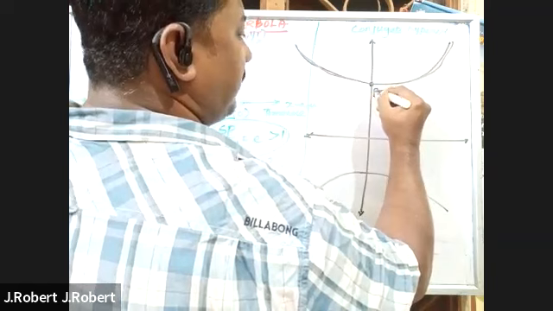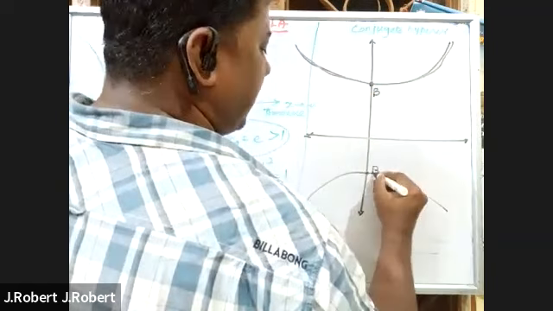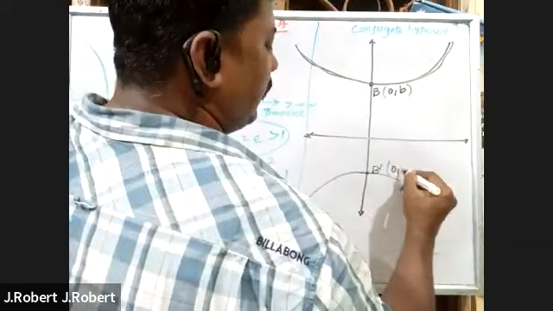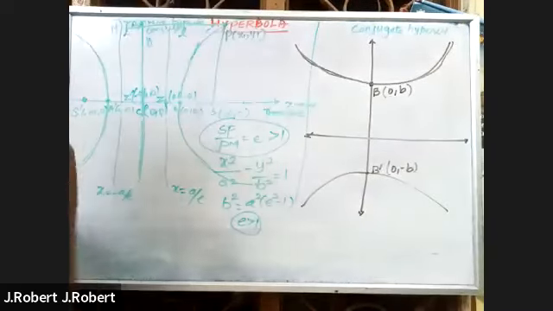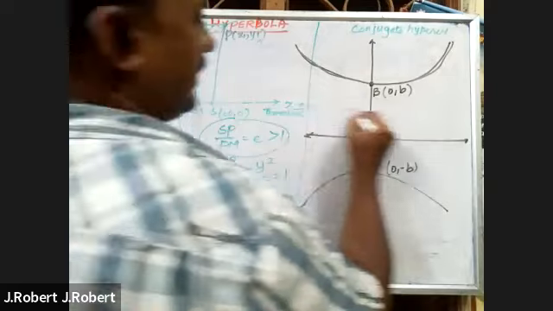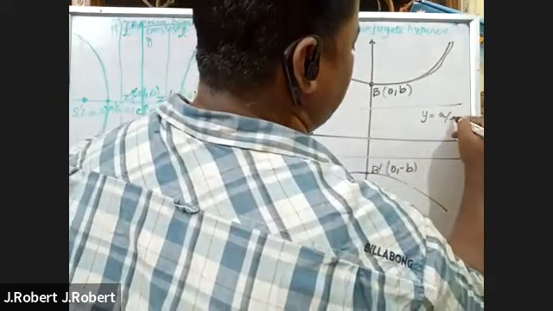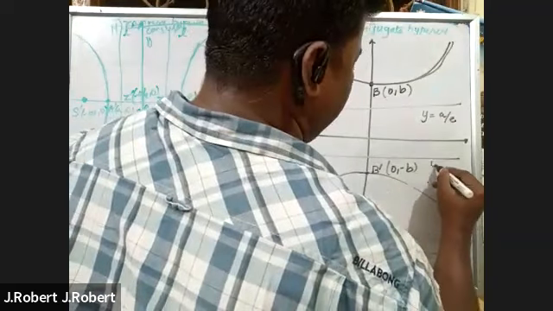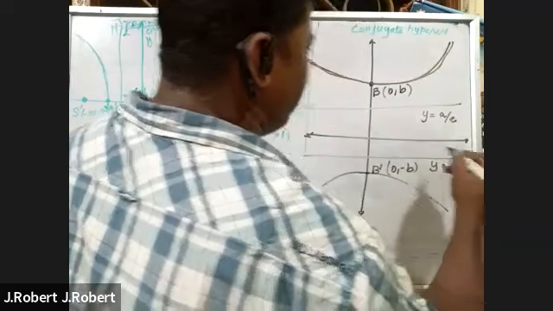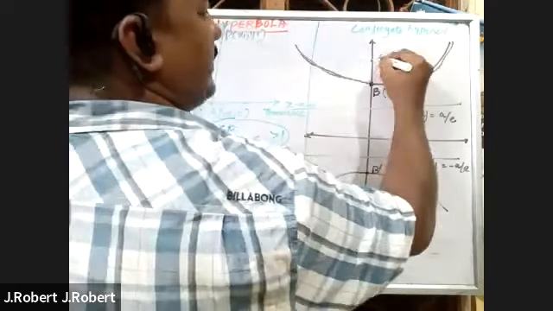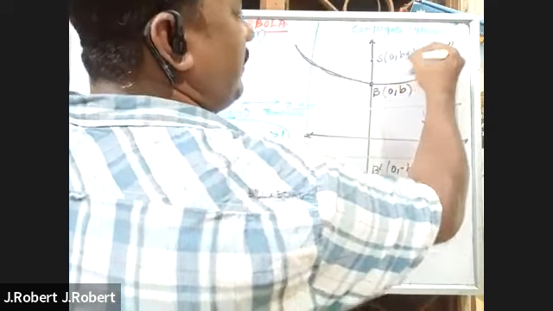How will these corners be? This is B, this is B dash. This one is 0, B and this one is 0, minus B. So there will be two directrices, one here and one here. Here I can write y is equals to a by e, and here y is equals to minus a by e. So now we have the foci. Here we have S of 0, b. Everything changes, see.